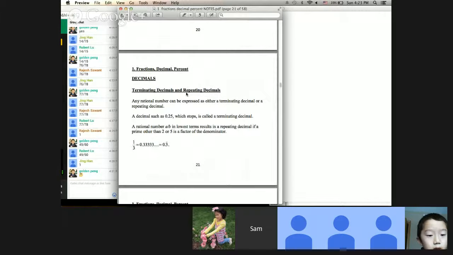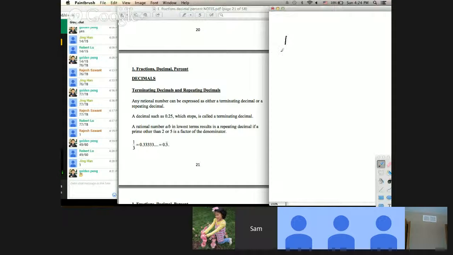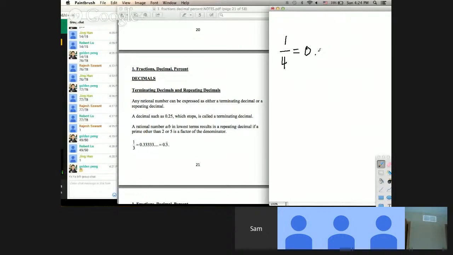Okay. So, types of decimals. There are two types of decimals: the terminating decimal and the repeating decimal. If you look at the words, terminating, repeating. Terminating means it stops. So like 1/4, if you punch that into the calculator, you get 0.25. So that terminates, right? It just stops right there.